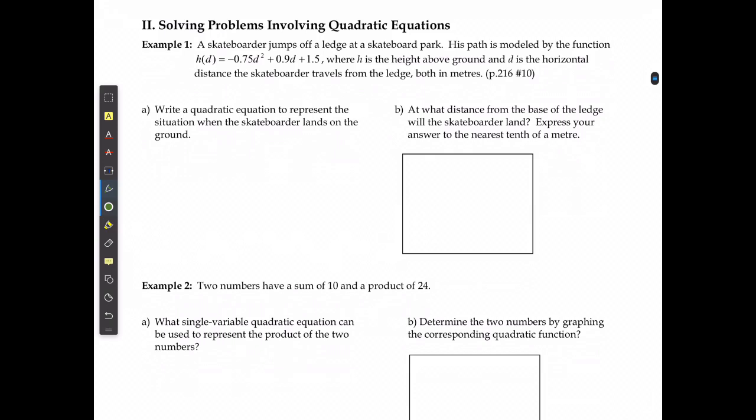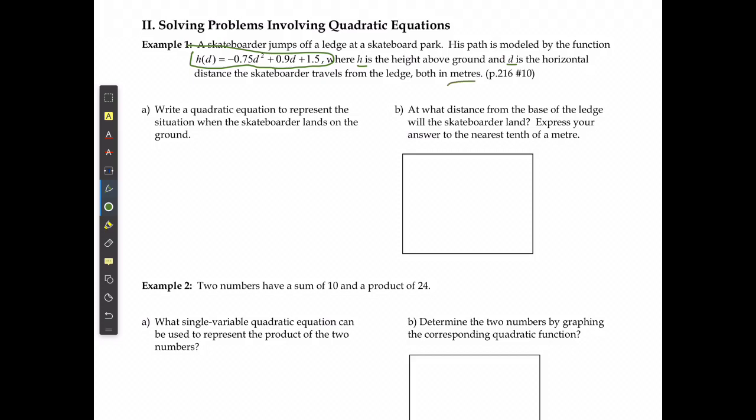So if we're actually solving problems using this, the first thing is we're going to take a skateboarder who jumps off the ledge of a skateboard park. His path is modeled by the function h as a function of d is equal to negative 0.75 d squared plus 0.9 d plus 1.5, where h is the height above ground and d is the horizontal distance that the skateboarder travels from the ledge, and they're both in meters.